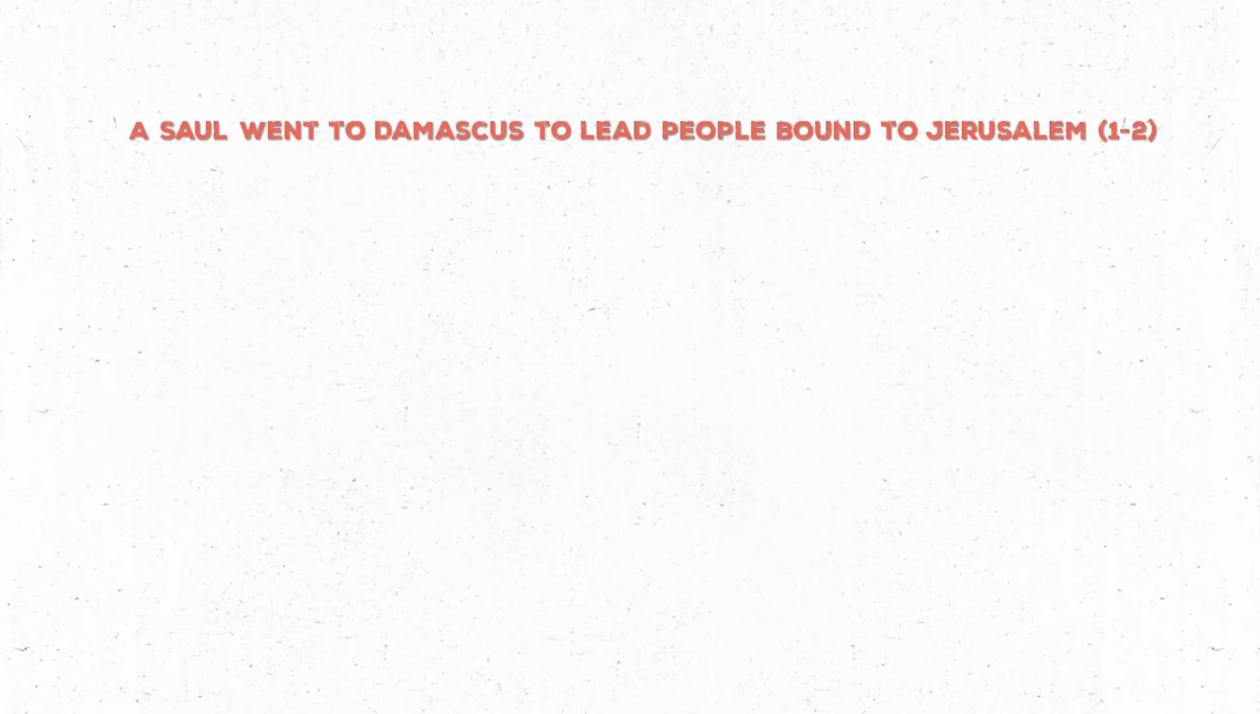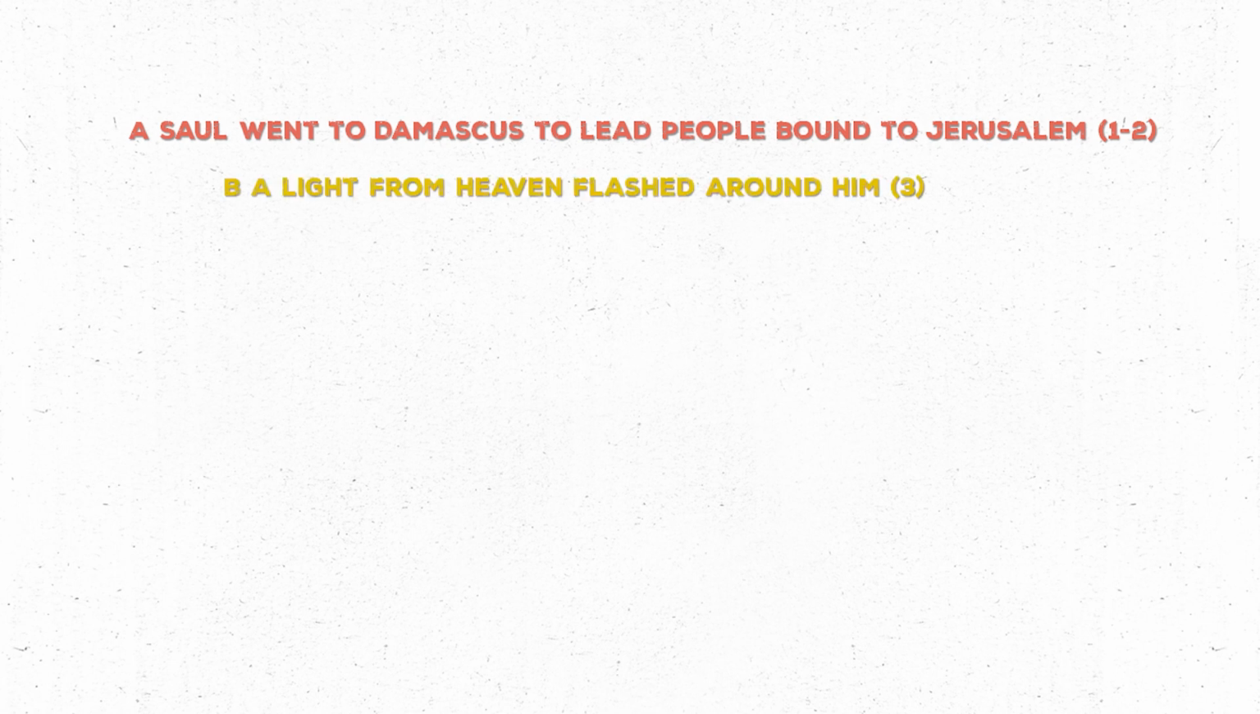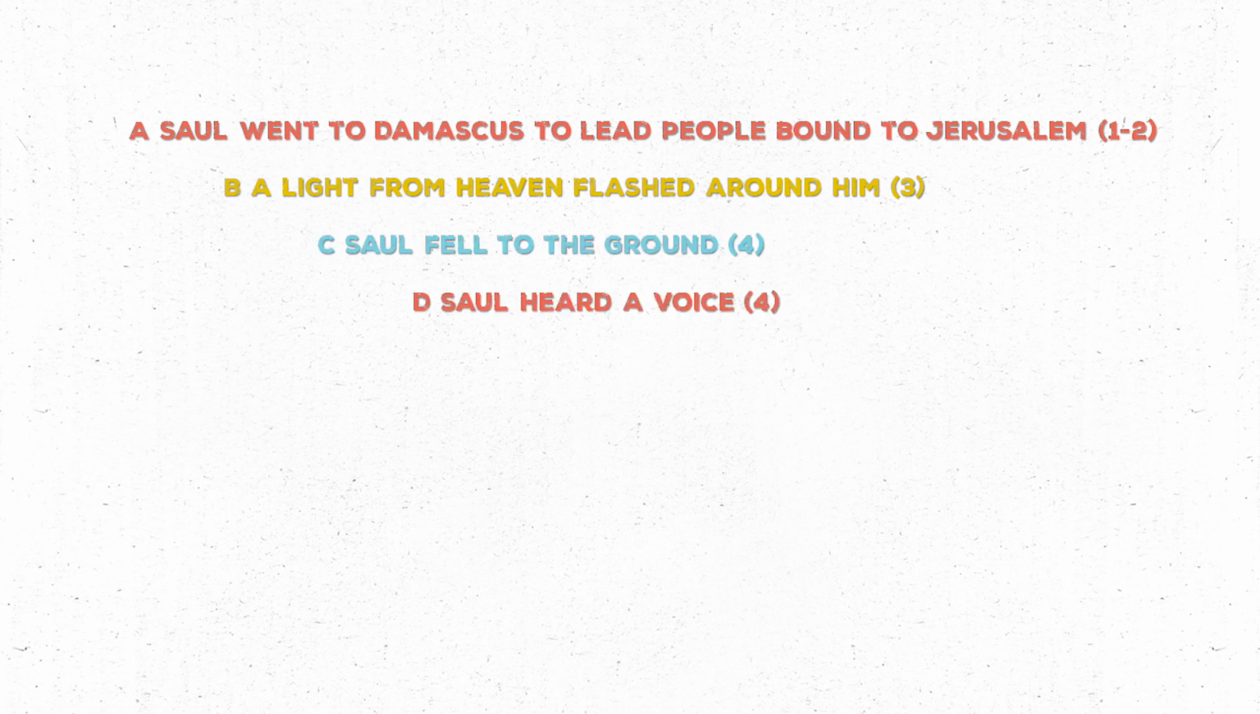So if you look at the beginning of the story, you see that it starts in verses 1 and 2 with Saul wanting to go to Damascus in order to lead people bound to Jerusalem. Then when he's close to Damascus, there's a light from heaven that flashes around him. And then in verse 4, he falls to the ground and hears a voice. Okay, so that's our sequence of elements. And now watch how this is repeated in reverse order in the second half of the story.